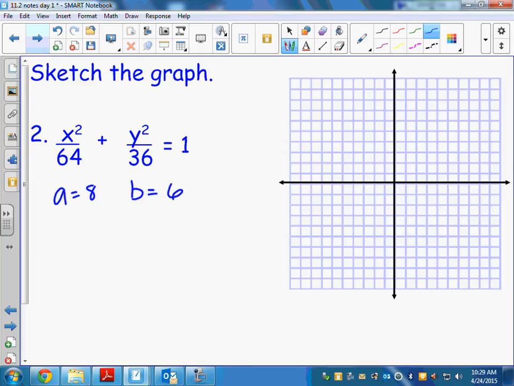So that means, again, I know I'm at 0, 0 because there's nothing on the top. So can I just go 8 to the left and 8 to the right? And this one would be, the minor axis would be up 6 and down 6.